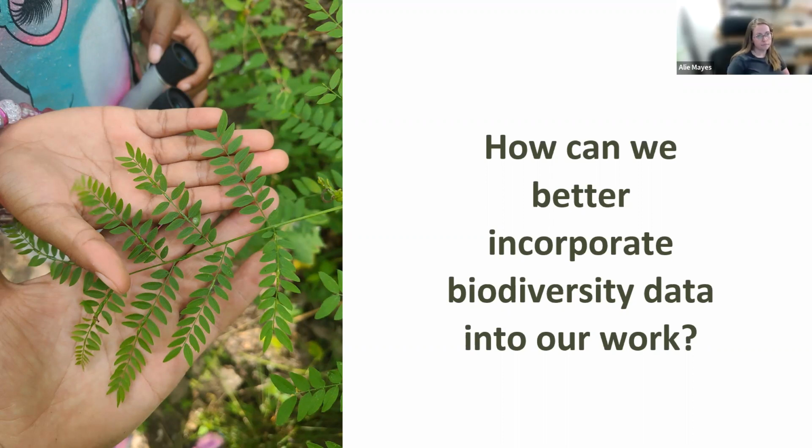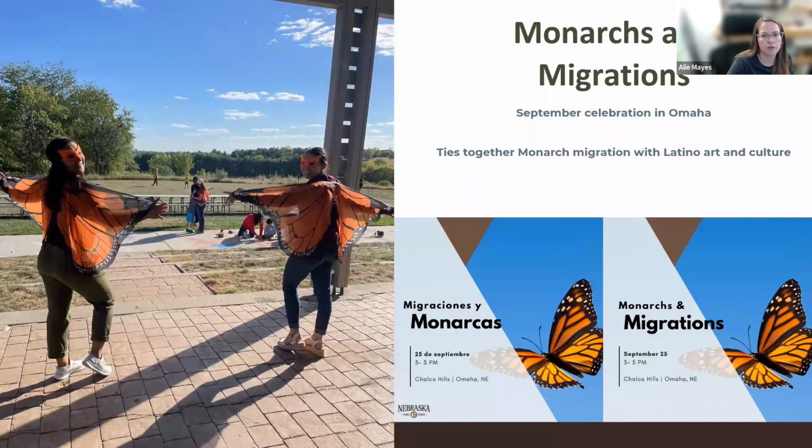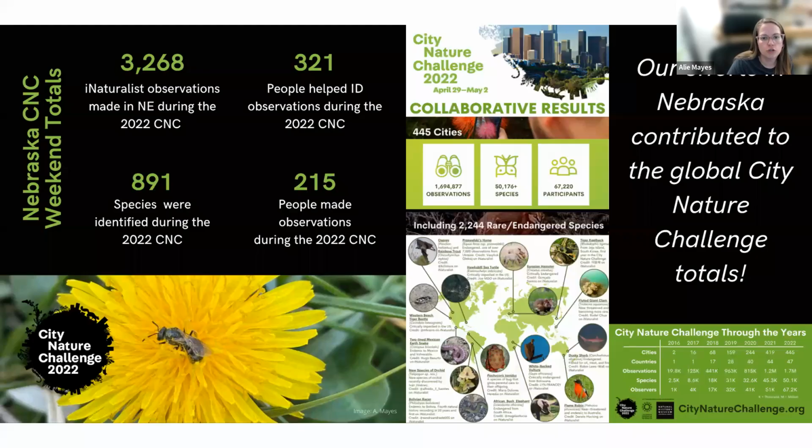Alie, I'm curious, as people are contributing more thoughts, in last year's City Nature Challenge or in previous years, has there ever been discoveries of threatened and endangered species or data on T&E species during City Nature Challenge? Yeah, both globally or in Nebraska? So last year globally, there were over, I think it was 2,000. Let me go back to that slide really quick. I think it was 2,244 rare and endangered species were documented across the globe.